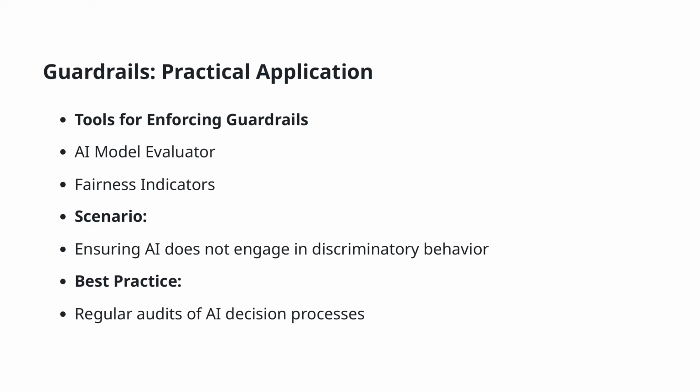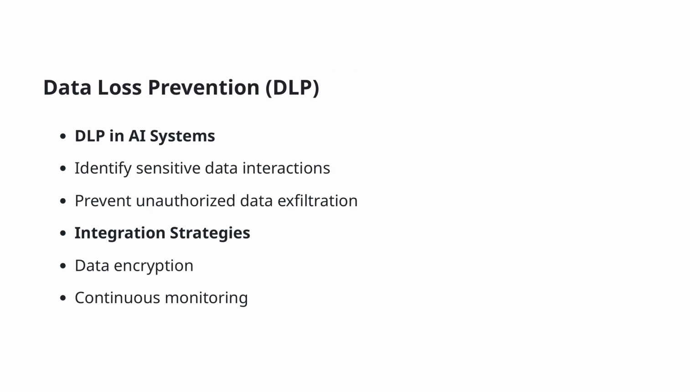This is done by regularly auditing the AI's decision processes and ensuring that the outputs align with ethical standards. One best practice is to conduct these audits regularly. This ongoing evaluation helps to identify and rectify any issues early, maintaining the integrity and fairness of the AI system over time. In this slide, we are focusing on data loss prevention, DLP, in AI systems.